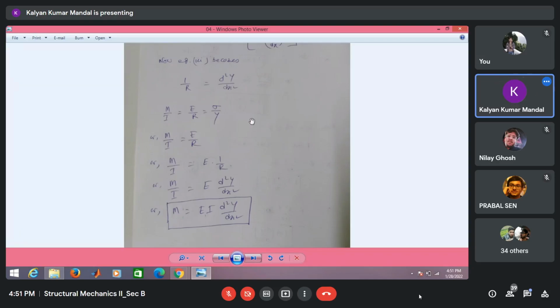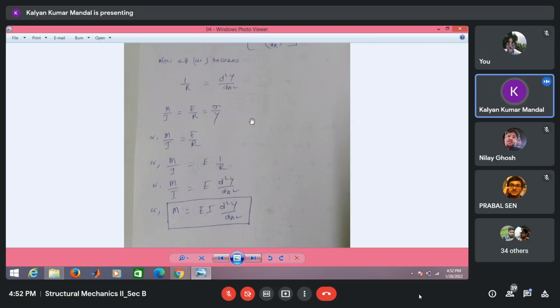This M/I = E/R = sigma/Y is the expression for pure bending. For pure bending, just remember, I think you know this expression, it was in your structural mechanics one. From this expression, we can write M/I = E/R. Just put the value of 1/R, that is d2y/dx2, or M = EI d2y/dx2. What is d2y/dx2? It is the curvature. That is the relationship M = EI d2y/dx2.